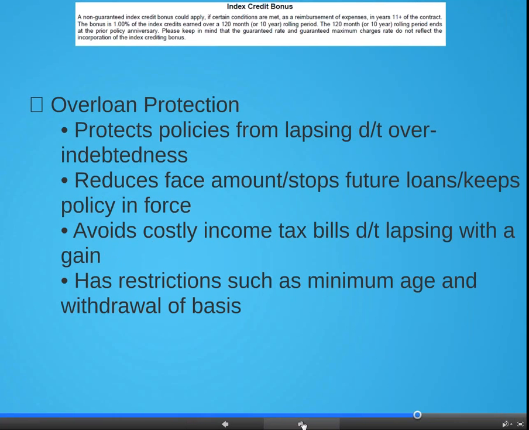Okay? My point in all this is it's an important rider. You want to make sure the product you're selling has it and it's included.